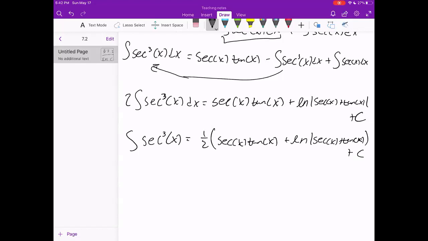You'll see that this one is a little more complicated. You have to do a little more work. You have to use that trick where we go through and solve for the integral that we're actually trying to find.